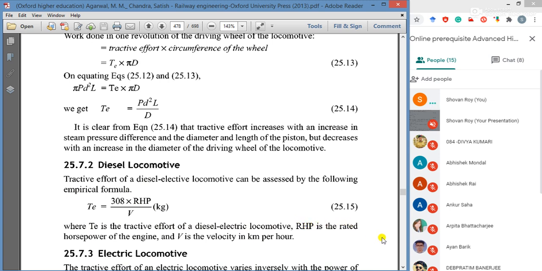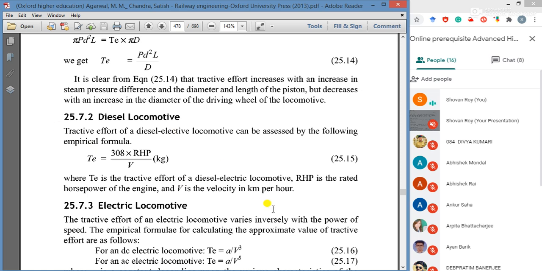RHP is the rated horsepower. Already you have an idea what horsepower is from physics. So this is the rated horsepower of the train or engine, and V is the velocity in kilometer per hour. This is for the diesel locomotive.